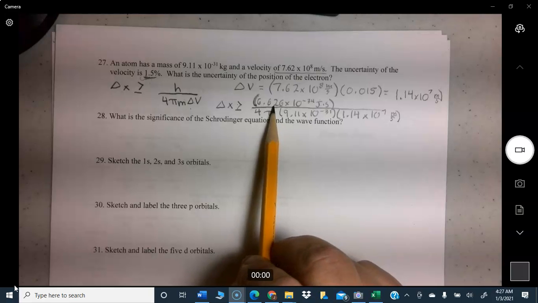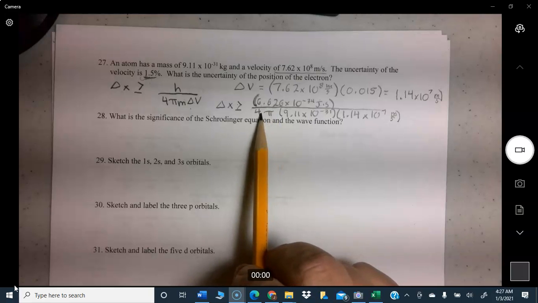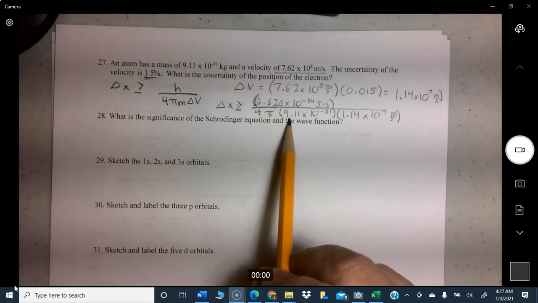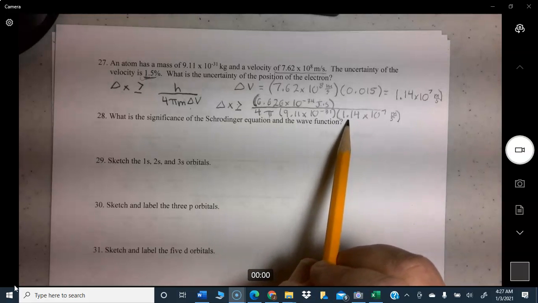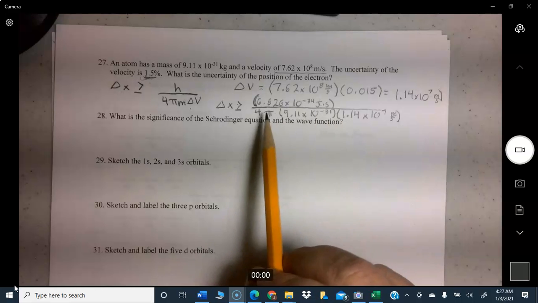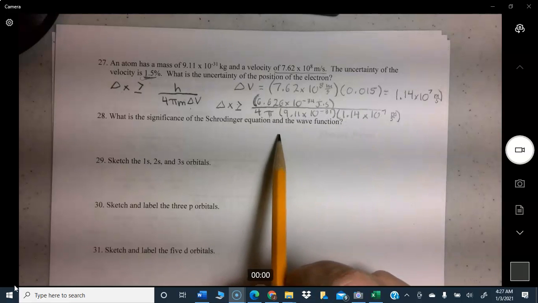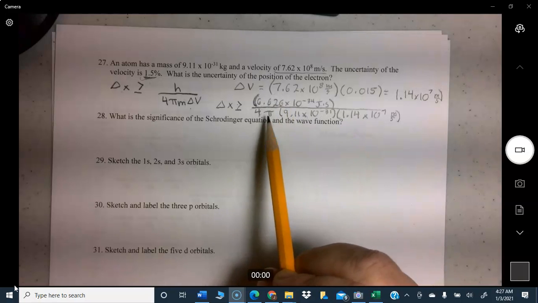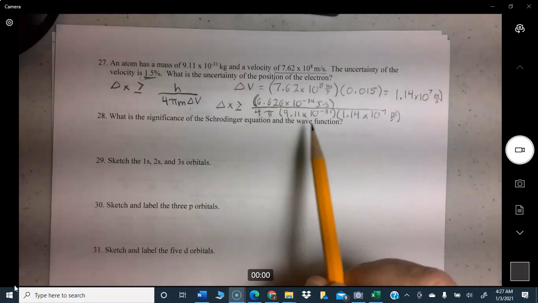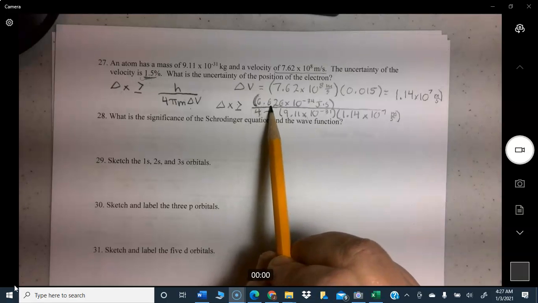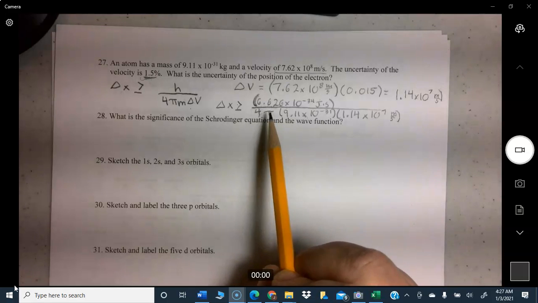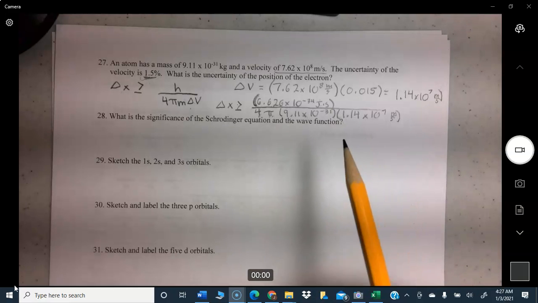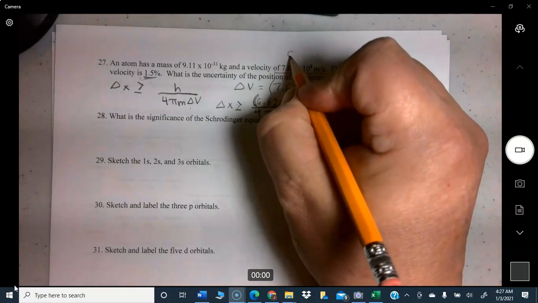So you're going to take this number, 6.626, divide it by 4, divide it by pi, divide it by 9.11, divide it by 1.14. Remember, everything on the bottom, you don't multiply these down here. You could multiply all these and then take this number and divide it by whatever you came up with in that multiplication. But the way I do it is I take this, divide by 4, divide by pi, divide by 9.11, divide by 1.14, and when I do that, I get this number.